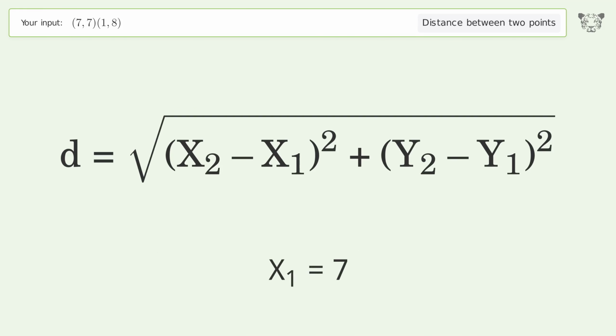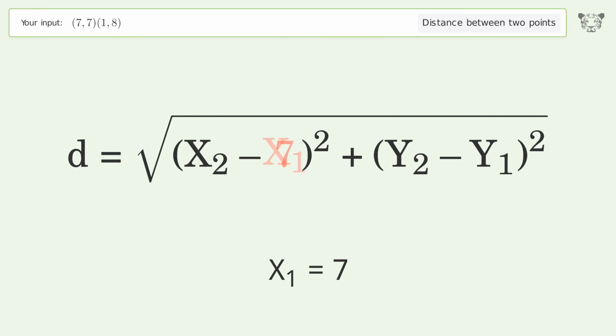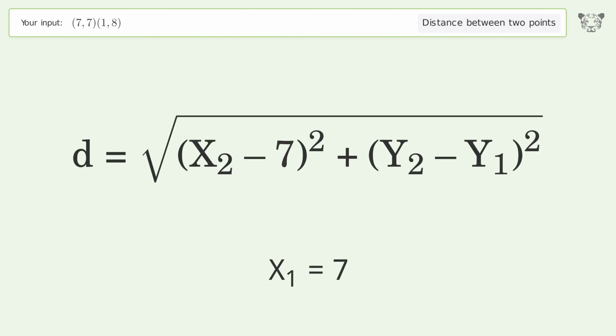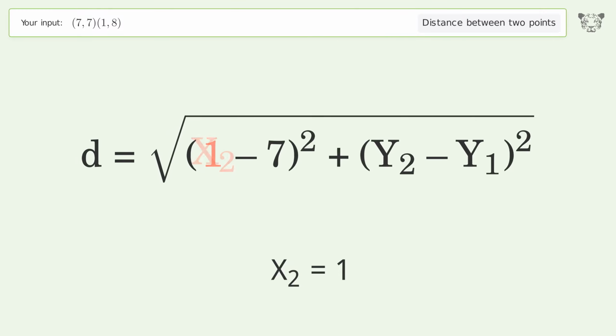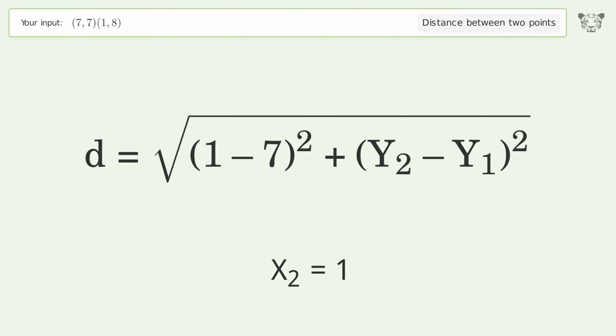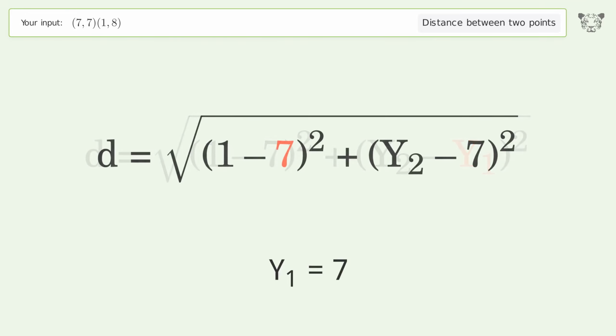x1 equals 7. x2 equals 1. y1 equals 7. y2 equals 8.